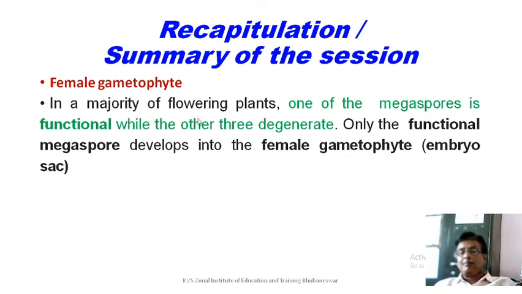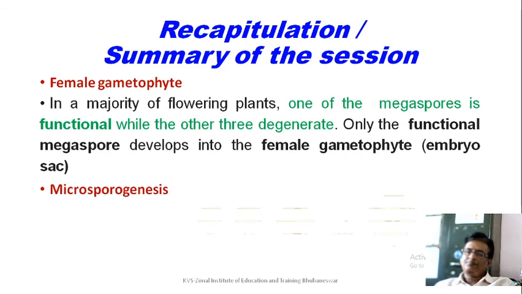So what is the female gametophyte? In the majority of flowering plants, one of the megaspores is functional and the other 3 degenerate. This is called monosporic development. That 1 cell results in the production of the 8 cells inside the embryo sac.